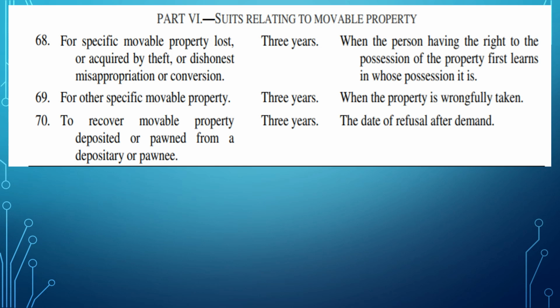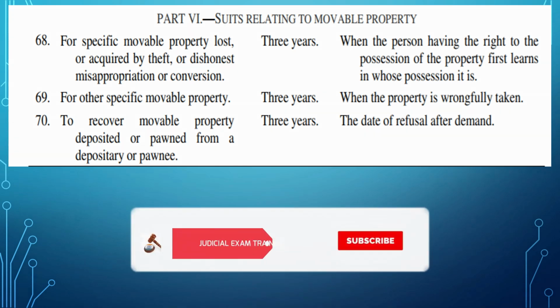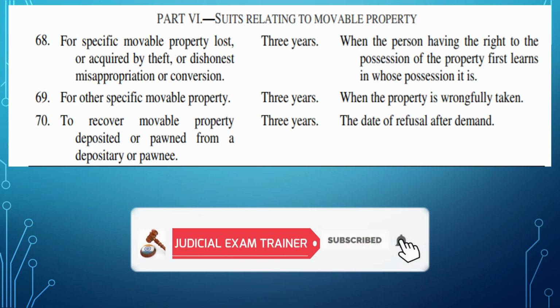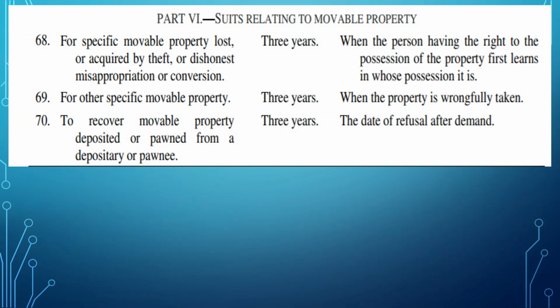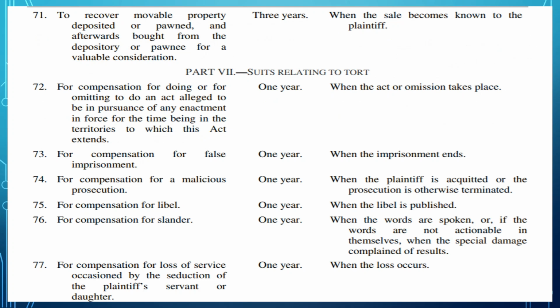And to recover movable property deposited or pawned from a depository or pawnee, when you are pawning to somebody or when you are pledging it to somebody, then from the date of refusal after demand, you are asking that property to be given back to you, but he is refusing to give it to you. Then from the day he refuses, the 3 years time limit starts. Under 71, if a property which is pawned is sold by a pawnee to some other person for a valuable consideration, and if you need to recover that movable property, you need to file a case within 3 years. And that 3 years starts when you come to know that a sale has been effected.